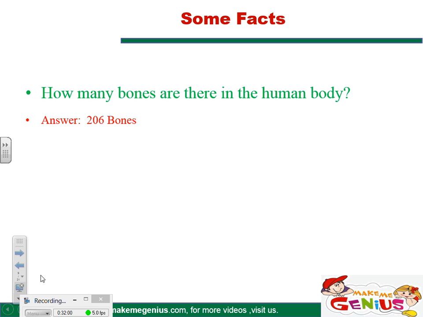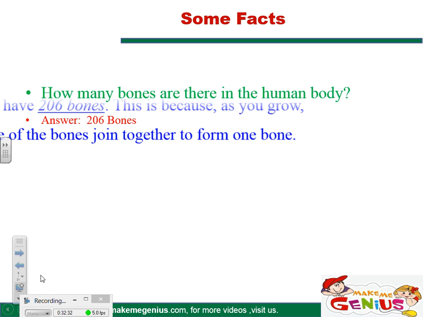There are 206 bones in the human body. Here's the best fact about it. Let me ask you this: when you're born, do you have more or less bones than when you get older? Raise your hand if you think when you are a baby, you have less bones than when you get older. Raise your hand if you think when you're a baby, you have more bones.